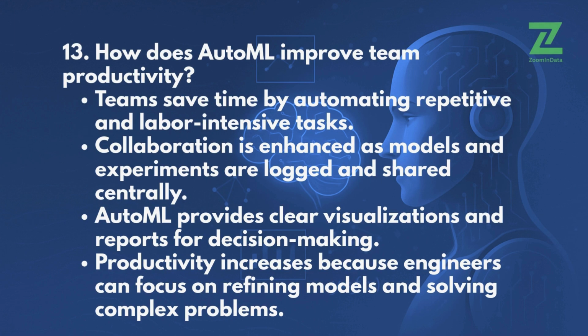How does AutoML improve team productivity? Teams save time by automating repetitive and labor-intensive tasks. Collaboration is enhanced as models and experiments are logged and shared centrally. AutoML provides clear visualizations and reports for decision-making. Productivity increases because engineers can focus on refining models and solving complex problems.